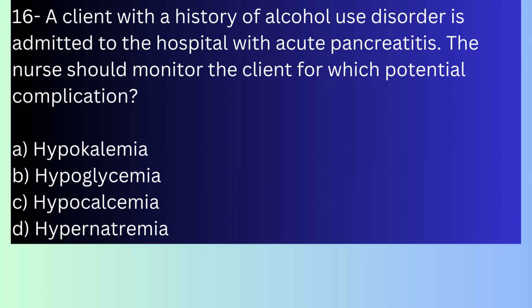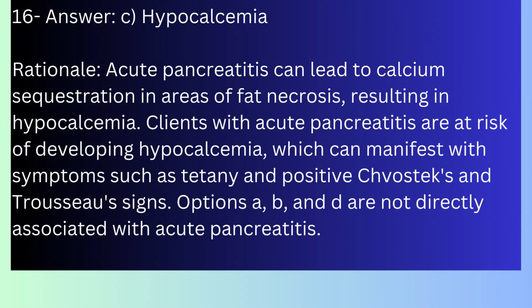Question 16. A client with a history of alcohol use disorder is admitted to the hospital with acute pancreatitis. The nurse should monitor the client for which potential complication? A. Hypokalemia. B. Hypoglycemia. C. Hypocalcemia. D. Hypernatremia. Answer. C.